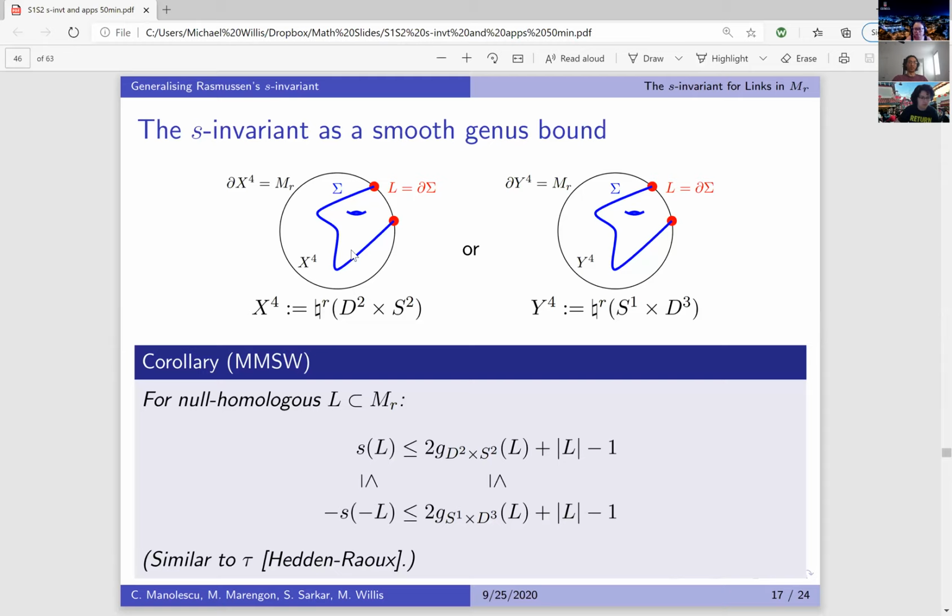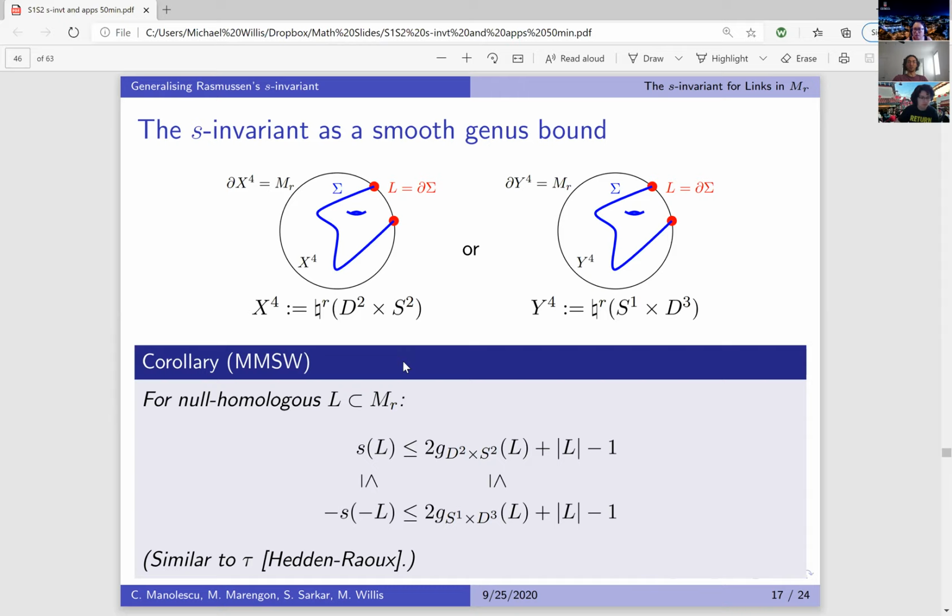Okay, this symbol really does mean the boundary connected sum of these guys. Meanwhile, negative S of the mirror of your link provides a lower bound for genus in these S1 cross D3s. And you actually have sort of this square of inequalities, which is very similar to the square that was pretty recently shown by Eden Reyes to work for Tau. Okay, so again, S has a similarity with Tau, although we do have some examples where they're different.